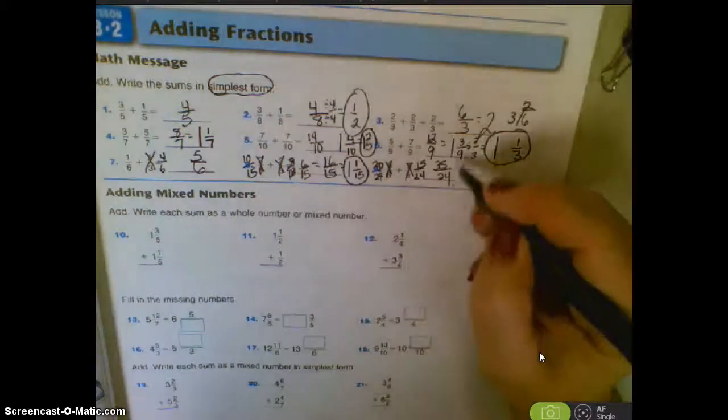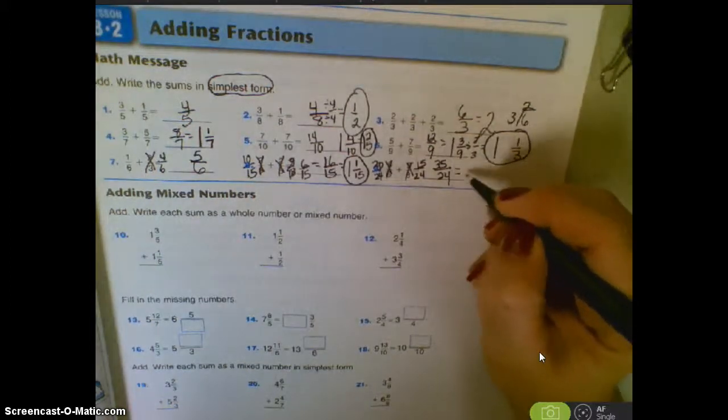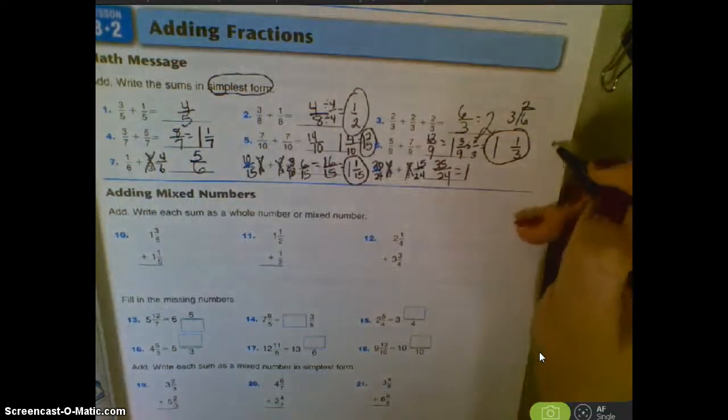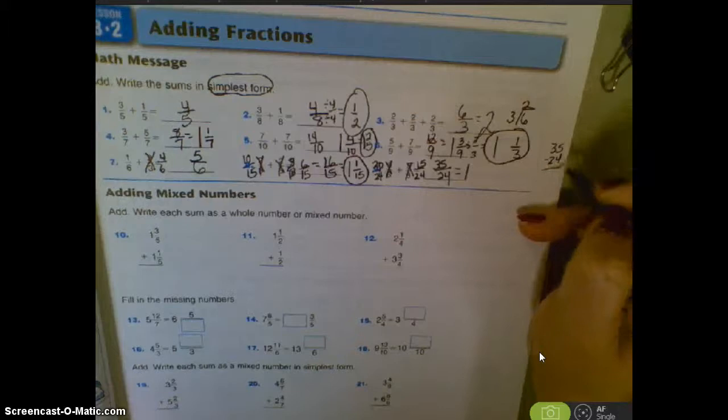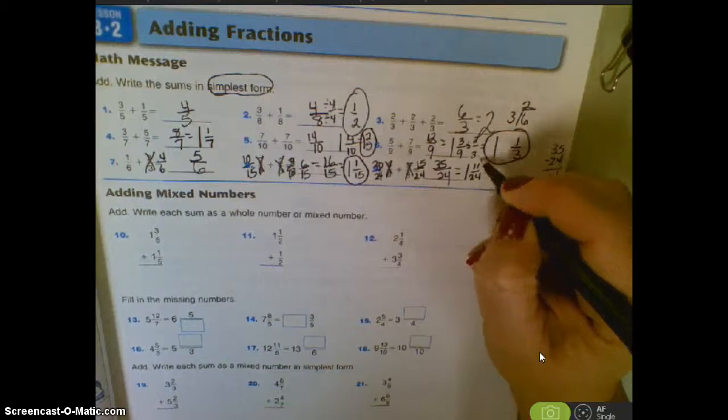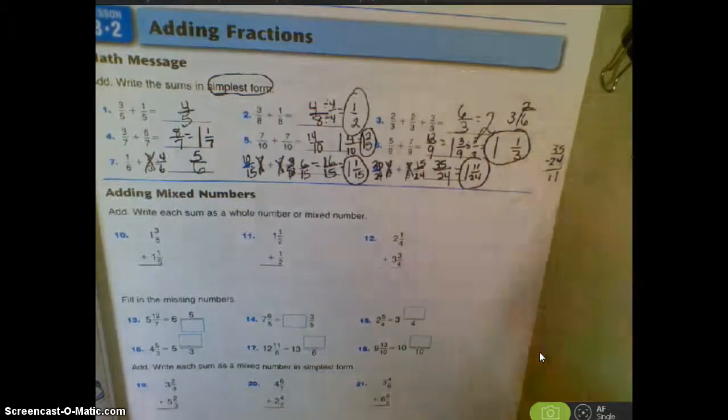Okay. And I can take 24 out of 24 out, so then I get 1. And now I subtract 35. I need to do a little side subtraction over here. 35 minus 24, I'm having a hard time visualizing it, is 11 over 24. 1 and 11/24 for that one.